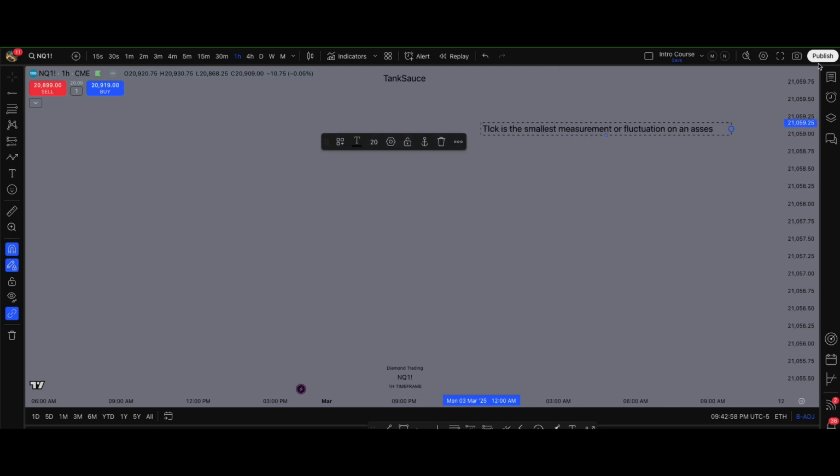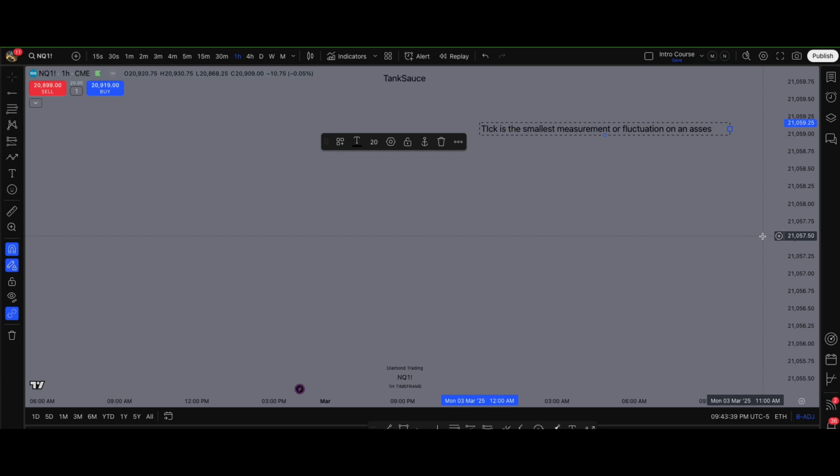On the NQ, because we're on the NQ contract, you can see right here, on the NQ or the NASDAQ, there are four ticks in a point, okay? And a point is $1. So 21,057.25 is one tick, 0.50 is two ticks, 0.75 is three ticks, and 21,058 will be the fourth tick, and there are four ticks in one point of movement or $1 of movement.